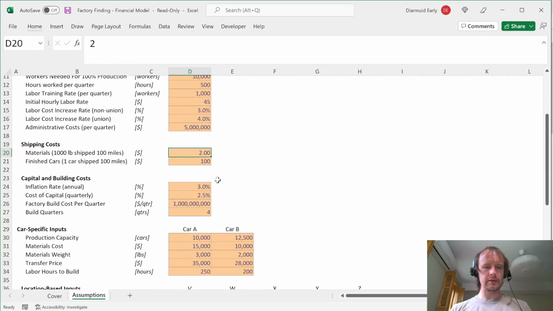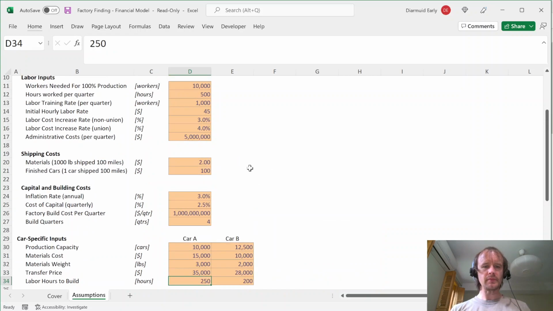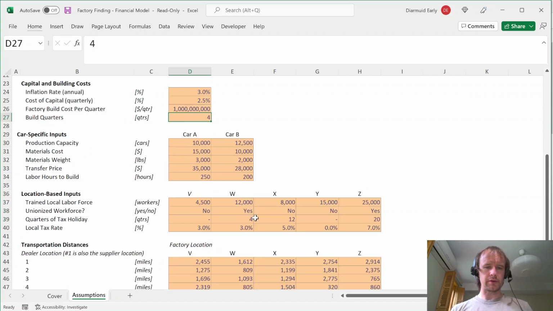Let's see, we've got some shipping information. So basically we've got a factory building cars. We build two kinds of cars. We can build up to 10,000 of car A, up to 12,500 of car B. We've got information about what the materials cost and what they weigh, and the price that we'll sell them for, and how many labor hours it takes to build. And then we've got information about the cost of shipping in the materials to build the thing, the cost of shipping out the finished car, inflation rate, cost of capital, how much it costs to build a factory per quarter and how long it takes.